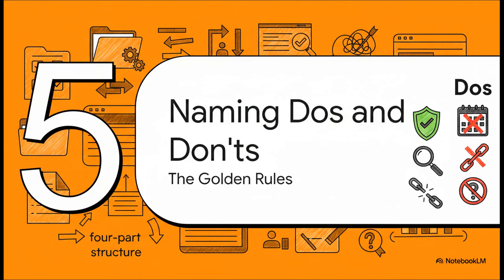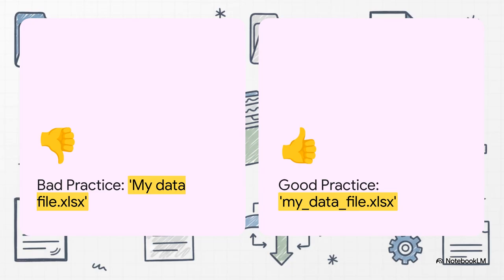Okay, so we've got our four-part structure down. Now let's just quickly cover a few golden rules, some essential do's and don'ts that will make sure your file names are robust and they work everywhere. Rule number 1, and this is a big one, do not use spaces in file names. I know your computer might handle it just fine, but a lot of command line tools and programming languages will just choke on it. Instead, use underscores to separate words, that's called snake case, or capitalize the first letter of each word, which is known as camel case.